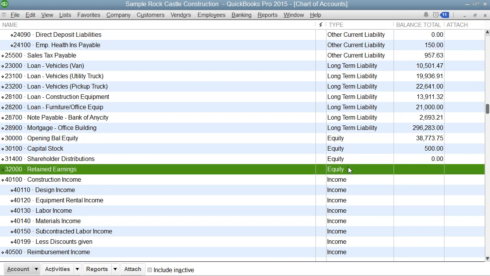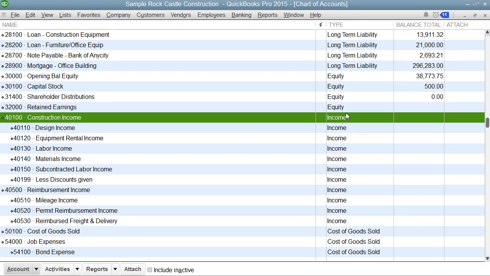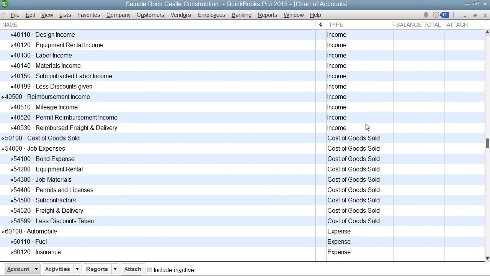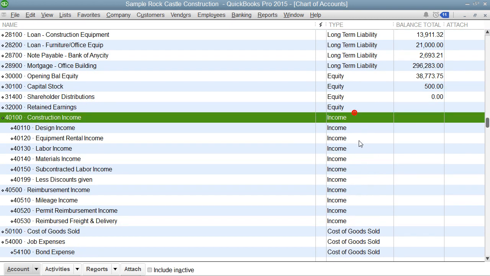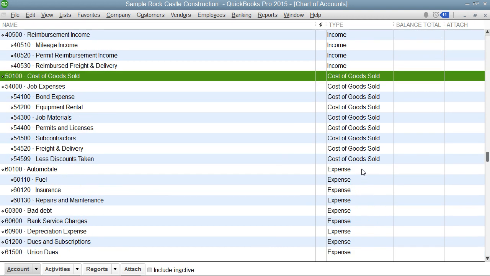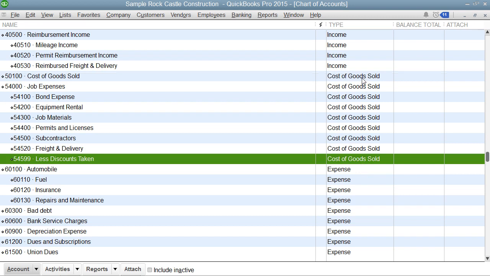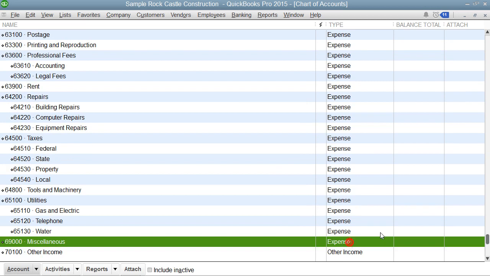Next, we'll look at the profit and loss statement accounts, otherwise known as the income statement accounts. You have income accounts, which are used to track the income generated by your company. You also have expense accounts that are used to track where your company's money was spent. Income accounts are only defined by the income account type, whereas expense accounts are divided into cost of goods sold as well as the expense account type.